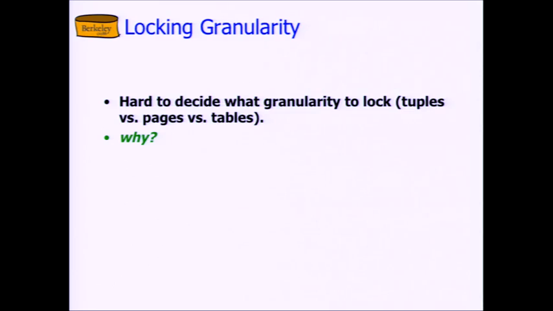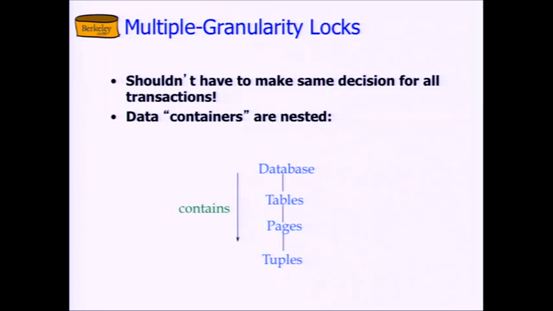All right, so maybe we should just compromise. Maybe we should just lock something kind of in-betweeny, like maybe pages. But that might not satisfy either of our needs, yeah? So what would be really nice would be able to choose the lock granularity that's appropriate to the granularity of work we're doing. You want to touch an individual tuple, you should be able to lock a tuple. I want to touch every tuple, I should be able to lock a table, etc. So this is the idea behind multiple granularity locking. And so we just shouldn't have to make this decision for all transactions or even for all actions within transactions.